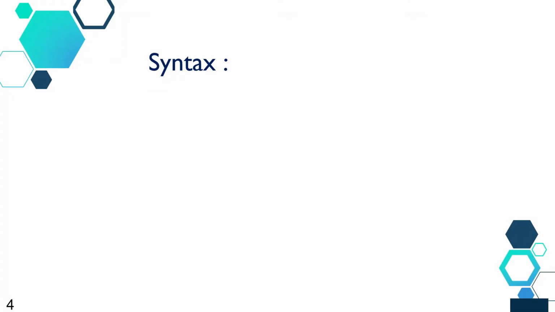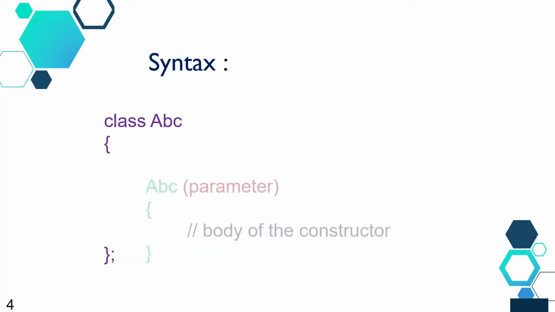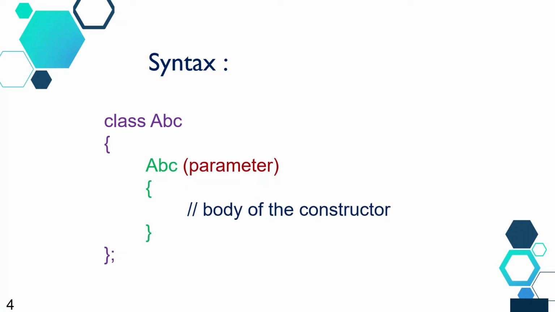Now, let's see the syntax of a constructor. I have created a class ABC here and this is the constructor of it. The name of the constructor is same as the class name ABC. Then it is followed by parameter and later on the body of the constructor.